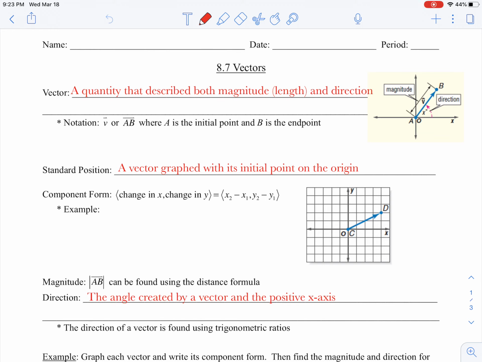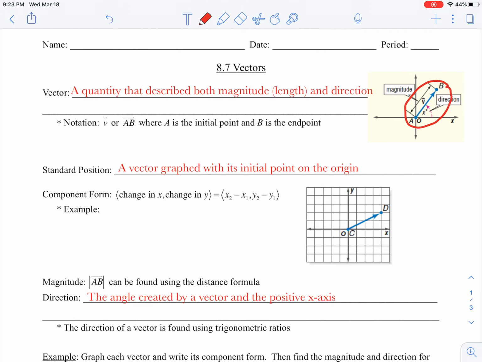A vector is a quantity or a number in math that describes both magnitude and direction. Magnitude is another term for length, and direction, of course, shows you where a vector points on the coordinate plane. A vector in math looks something like this.